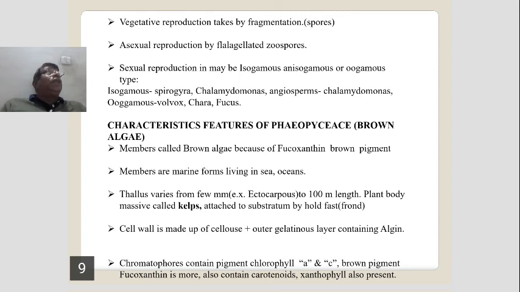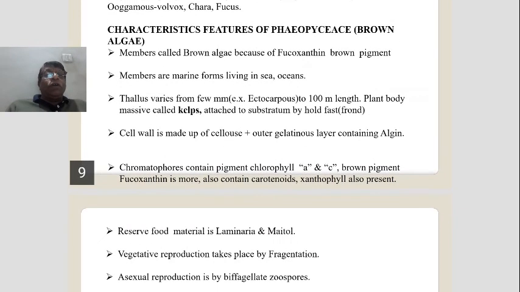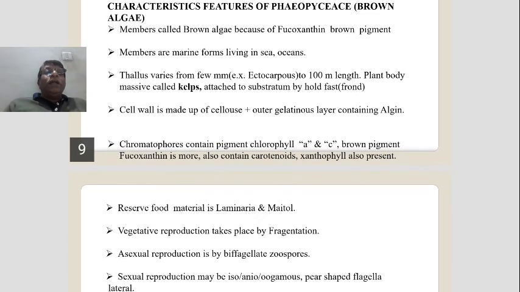That's all about the class Chlorophyceae. Now we shall see the characteristic features of the class Phaeophyceae. The members of the class Phaeophyceae are commonly known as brown algae. Why? Because of brown color. Why do they appear brown? Because of fucoxanthin, a brown pigment.